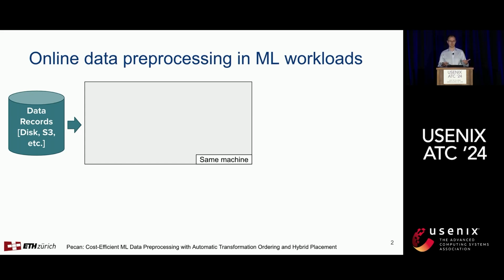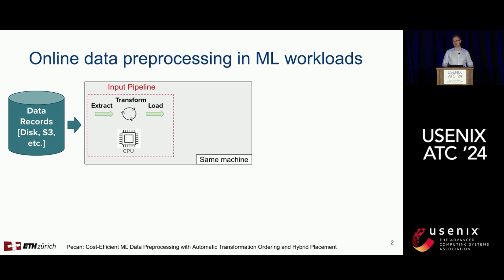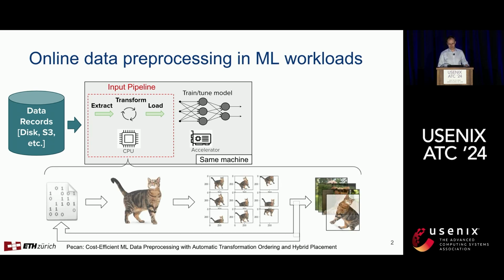Typically, you will start by having your data in records that are stored on disk or potentially in a cloud bucket such as S3. Then you will have your input pipeline, which fundamentally performs three tasks: extraction, transform, and loading. And this typically takes place on a CPU, which is in contrast to the model training itself, which typically takes place on an accelerator such as a TPU. And today we want to focus on this first part, the input pipeline, and to delve a bit deeper into what actually happens inside of it.